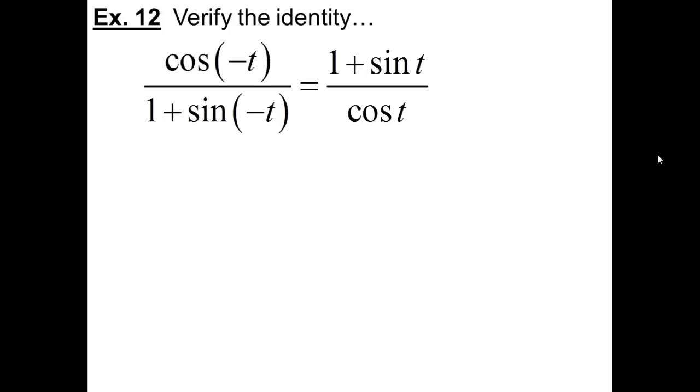All right, now we're on to the last 3, 12, 13, and 14. And these 3 are all going to involve a similar technique that most likely you probably wouldn't guess to do unless you had seen it before.